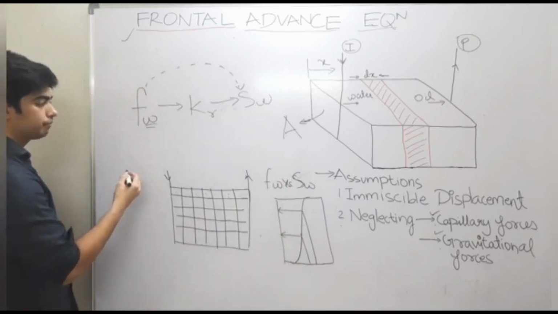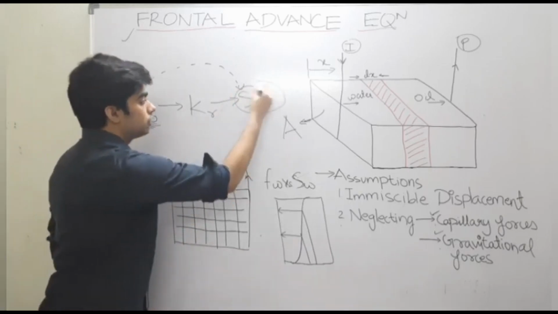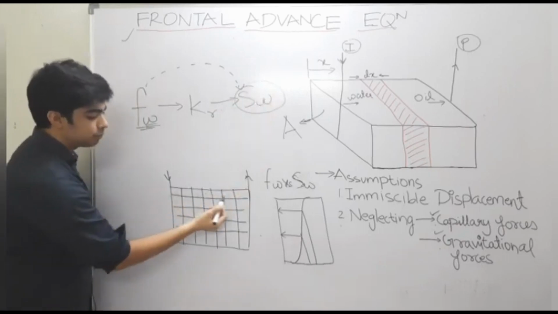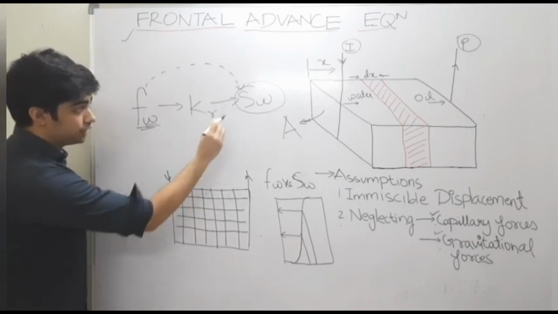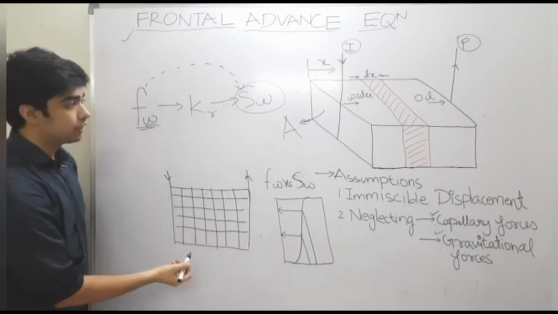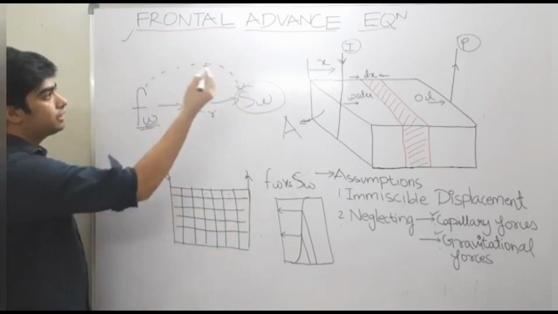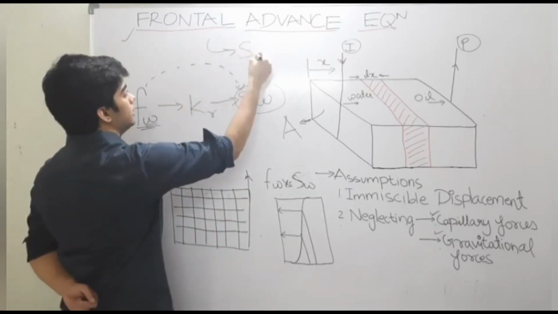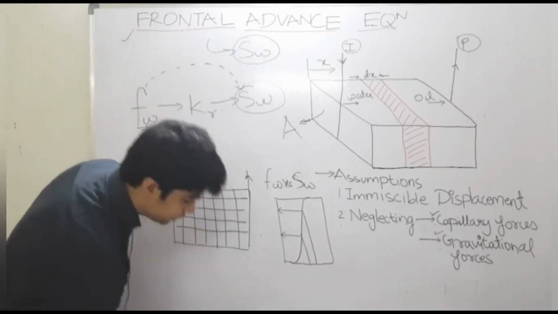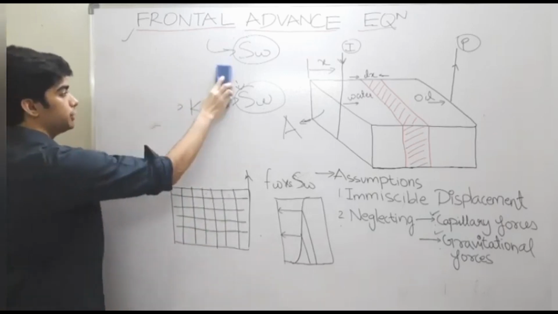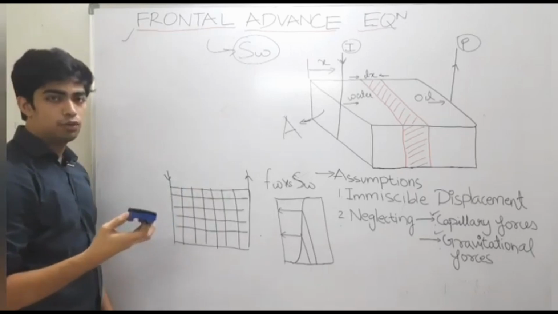Now once you have defined the fractional flow equation, what is the next term which you need to know? You need to know the saturation at each and every point in your reservoir. So in order to define this saturation profile, in order to define this fractional flow, we will make use of the frontal advance equation. The frontal advance equation is basically the study of saturation profile. It is the second part of frontal displacement theory, and this equation is derived with the help of volumetric balance.